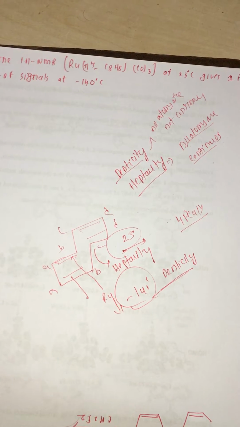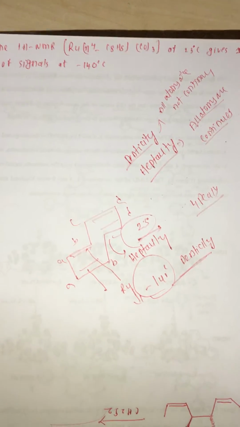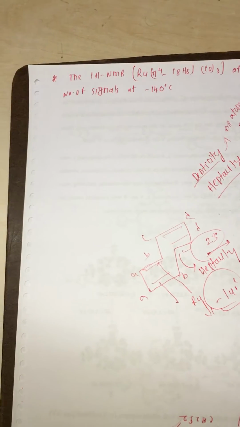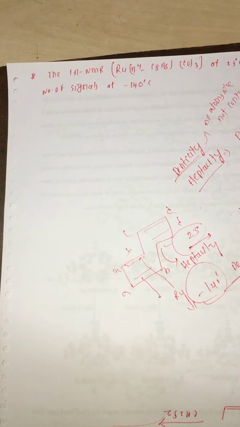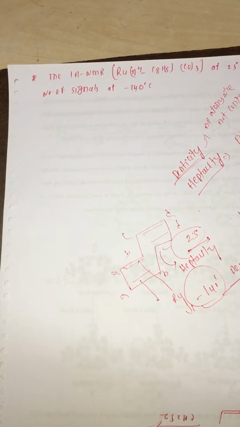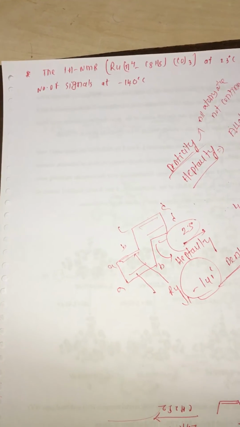So here the answer equals 4, because 4 different atoms are there, and it shows denticity at low temperature. We can also say it like this: hapticity at high temperature. Because of hapticity, it shows fewer peaks, we can say a singlet, whereas when you have denticity, it shows a different number of signals.